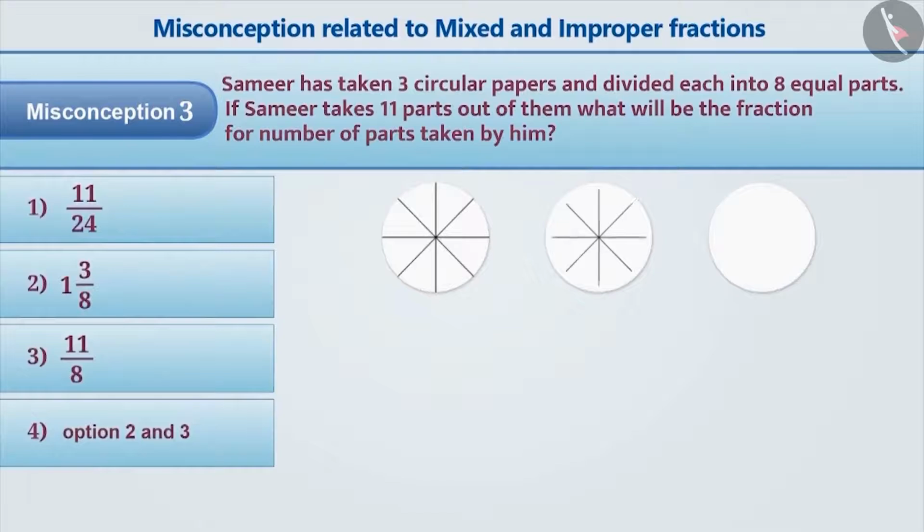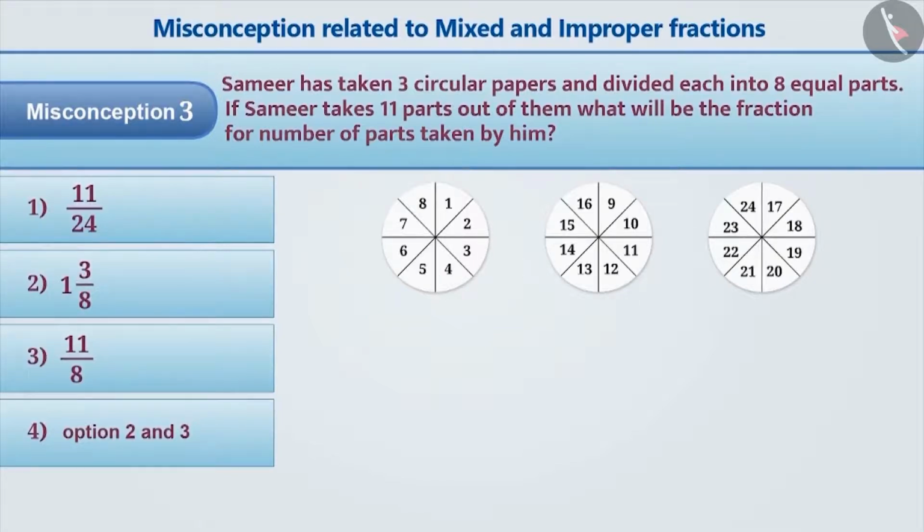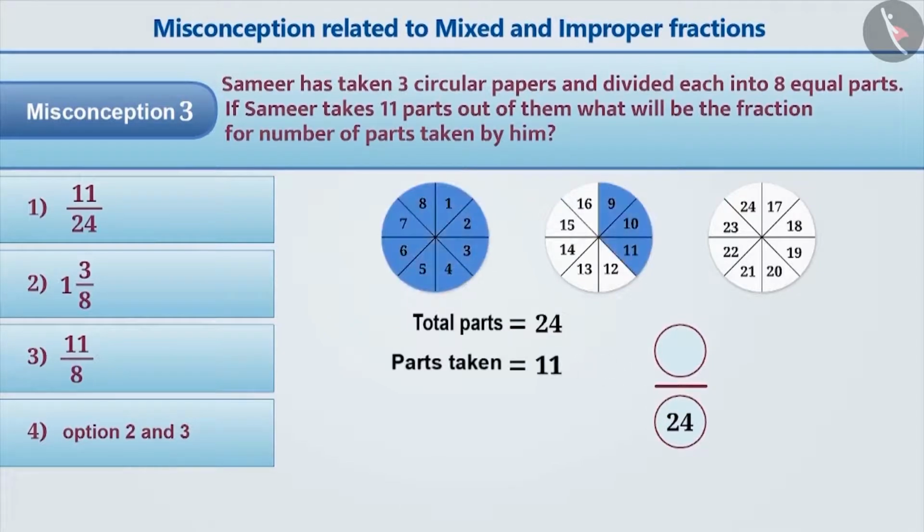Since Samir divides each circular paper into 8 equal parts, it is assumed that the total parts are 24. Also, since the total number of parts is written as the denominator, we take 24 as the denominator. Similarly, the number of parts taken is 11, which is considered as the numerator. Therefore, the fraction for the given statement is 11 by 24. This is an incorrect way.